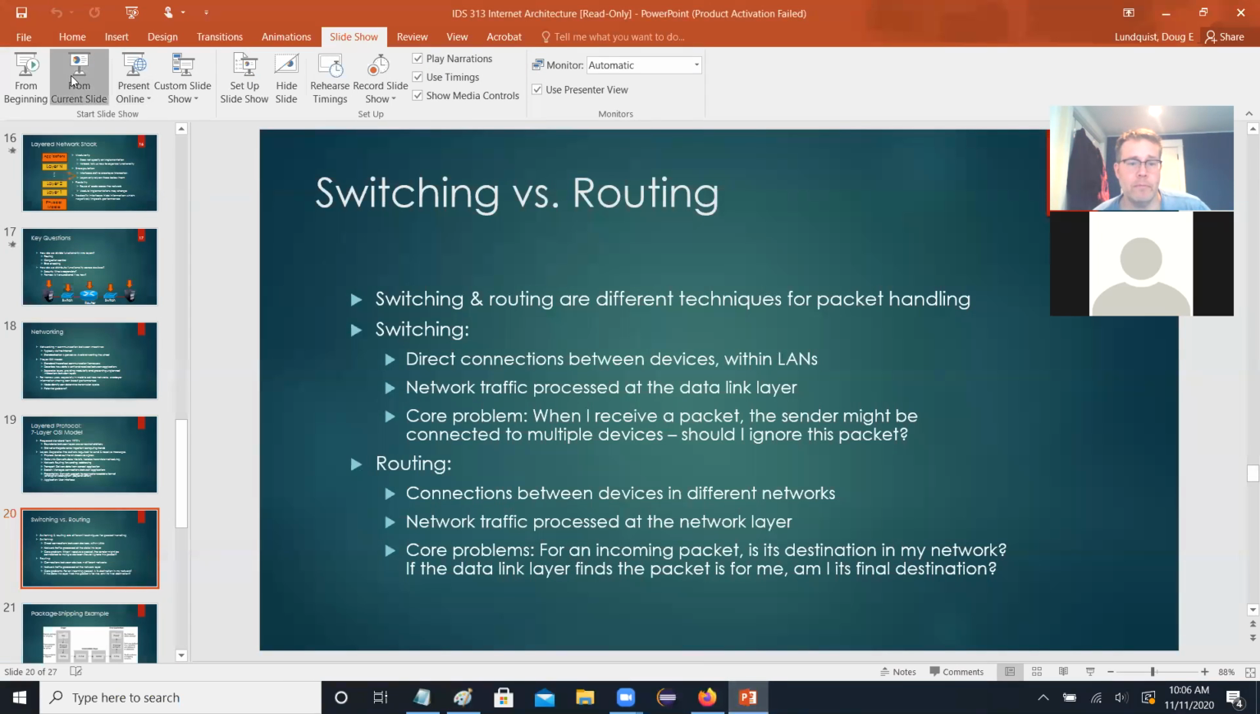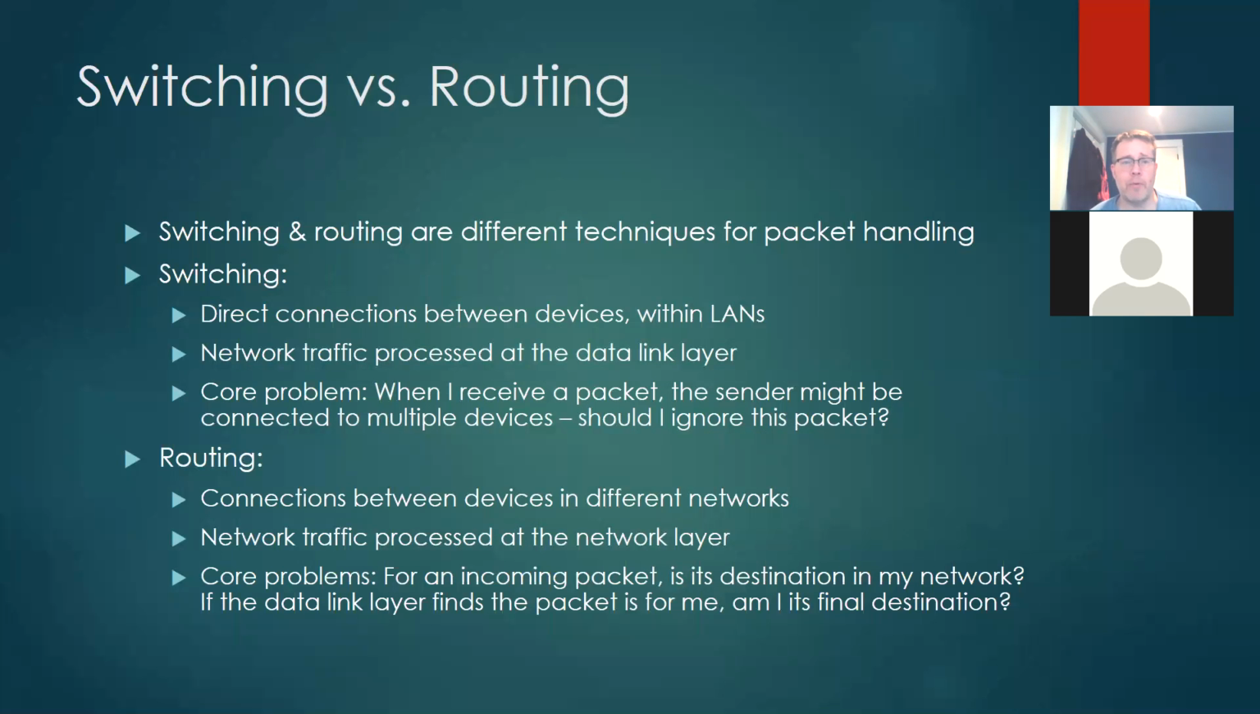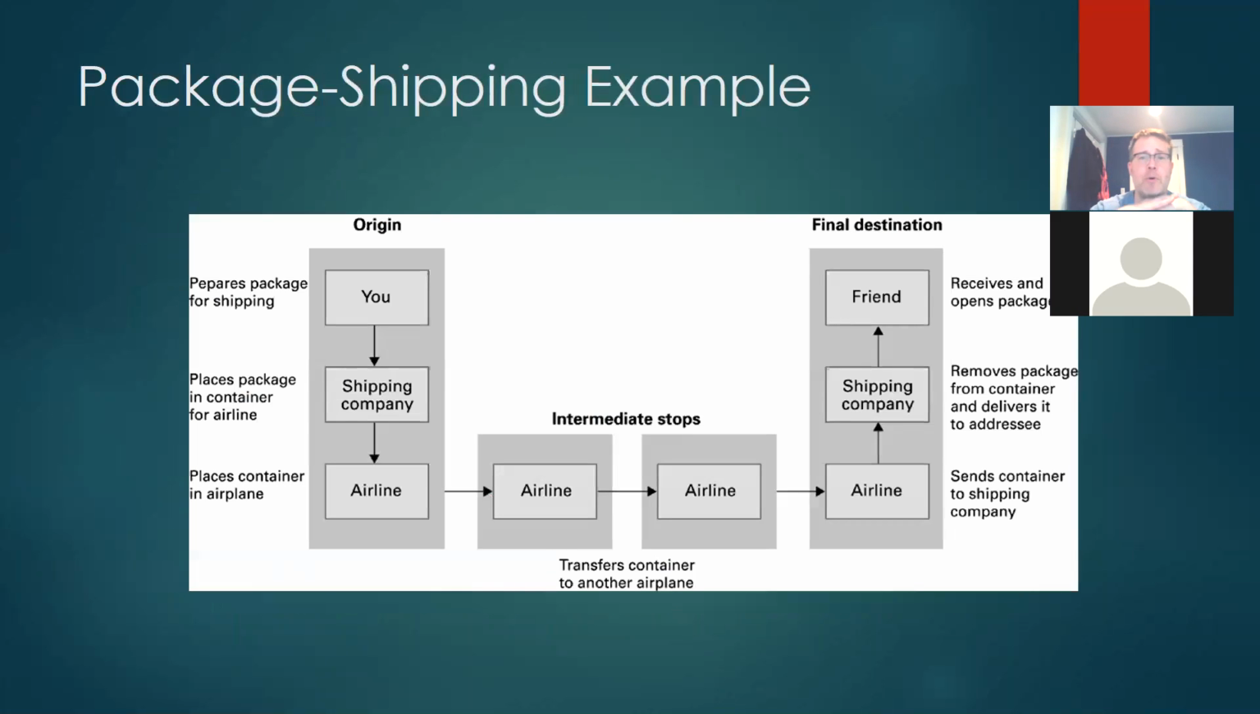Okay. So those are the core problems, switching and routing. Now we have a simple package shipping example here. So imagine if I want to send something to my buddy in Australia. If I'm sending a physical package through the mail, it's basically going to work the same way it does to send it to a network.